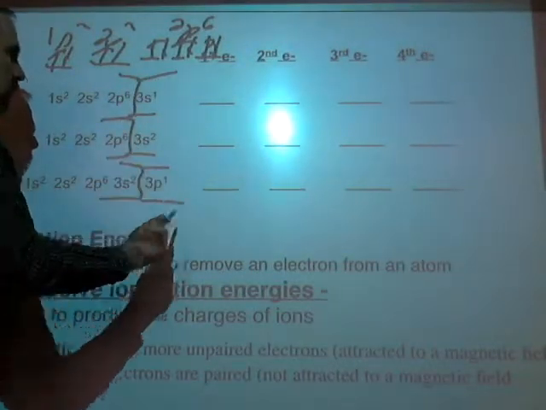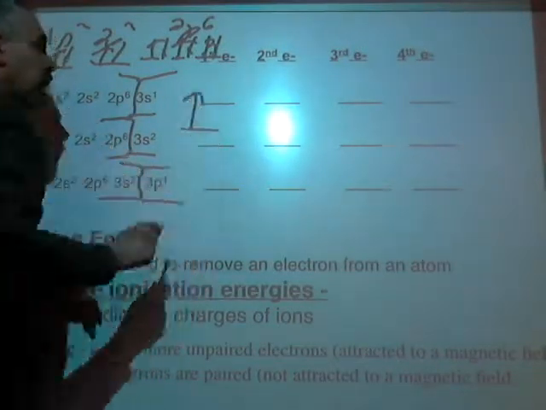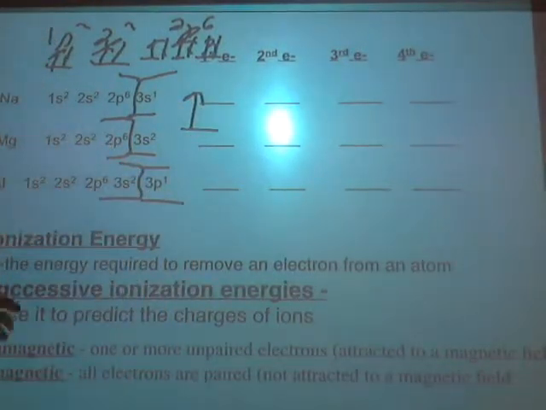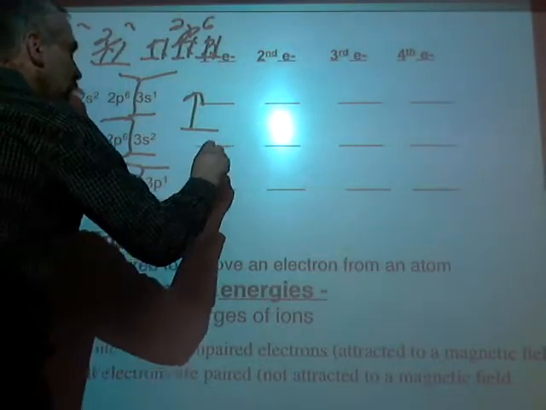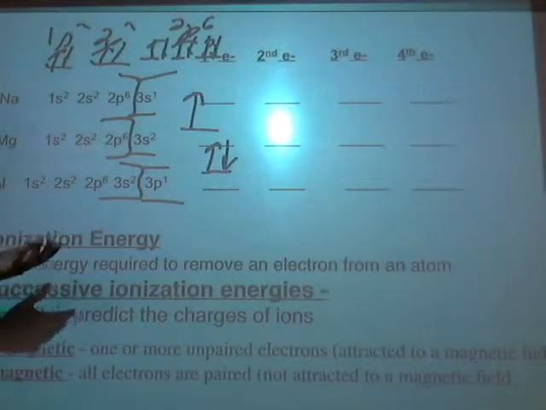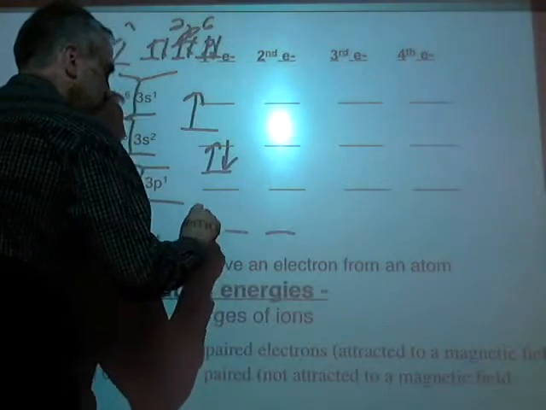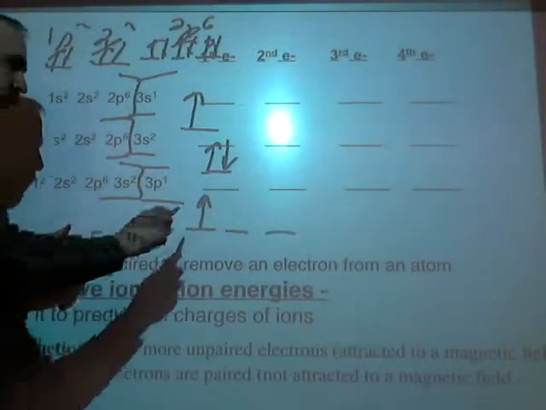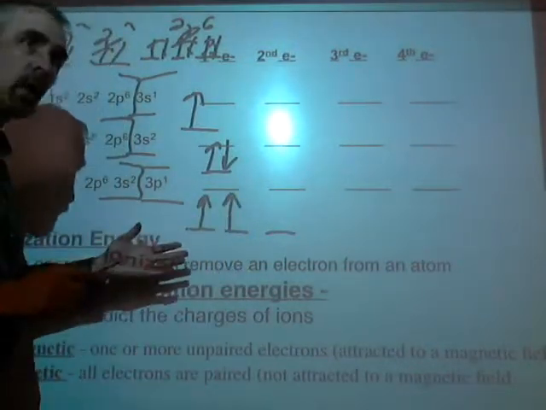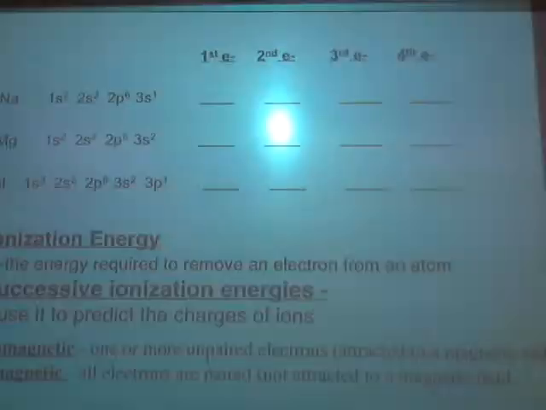The outer shell here. 3s1, how would that be drawn? It would be drawn with one electron. It's unpaired, therefore paramagnetic. Magnesium, however, would be drawn like this. An s fills up with two electrons like that. It would be diamagnetic and not attracted to a magnetic field. How about 3p1? It would look like that. And 3p2 would be like that. So anytime you have unpaired electrons, you would have paramagnetism. Okay, so that's the one little thing about that one that I wanted to point out to you.